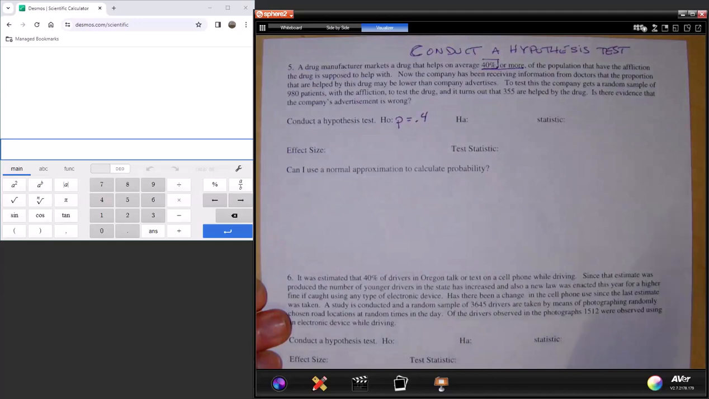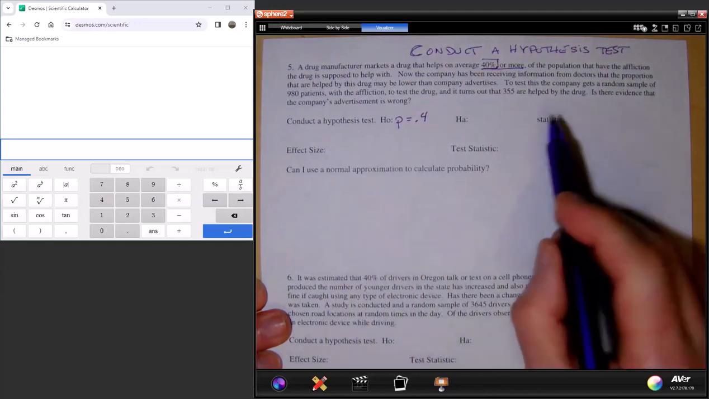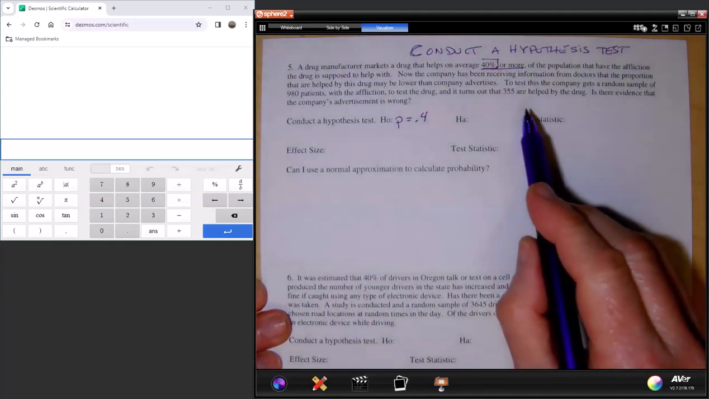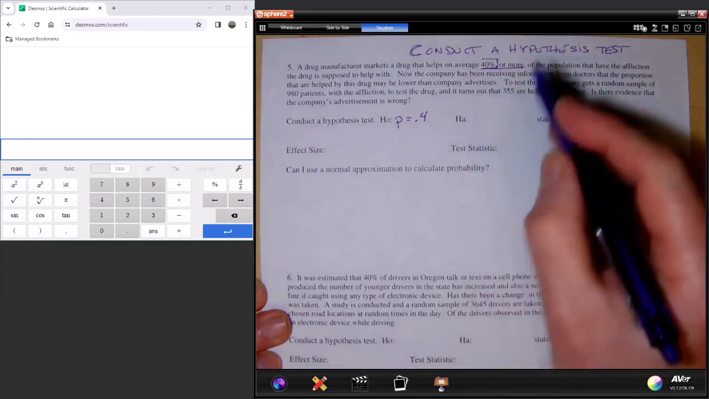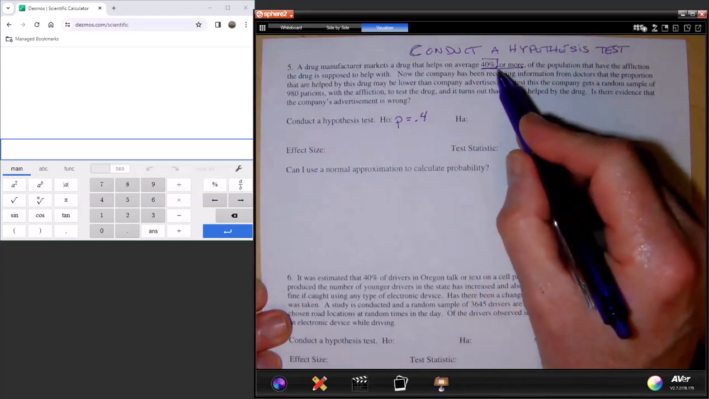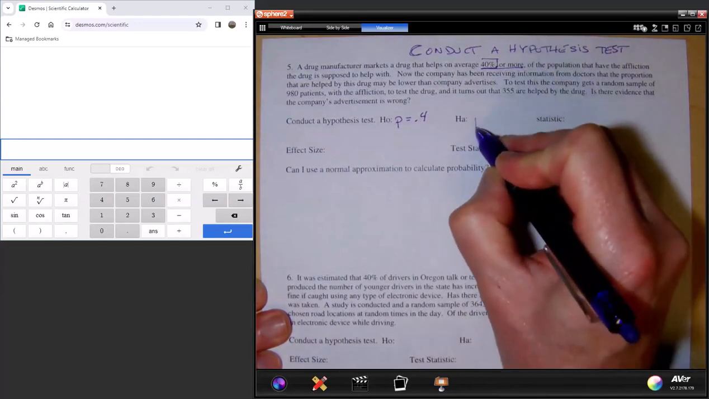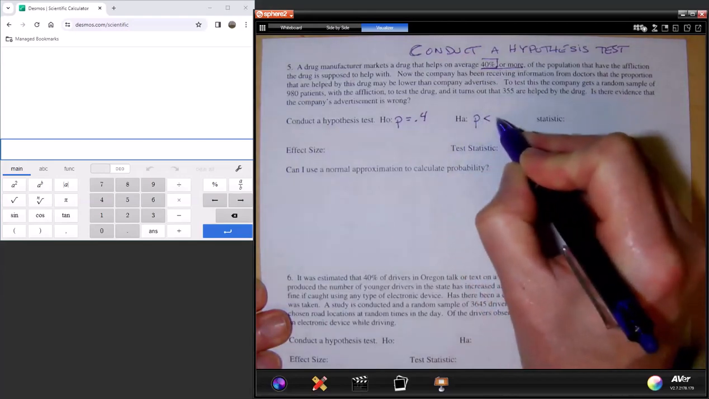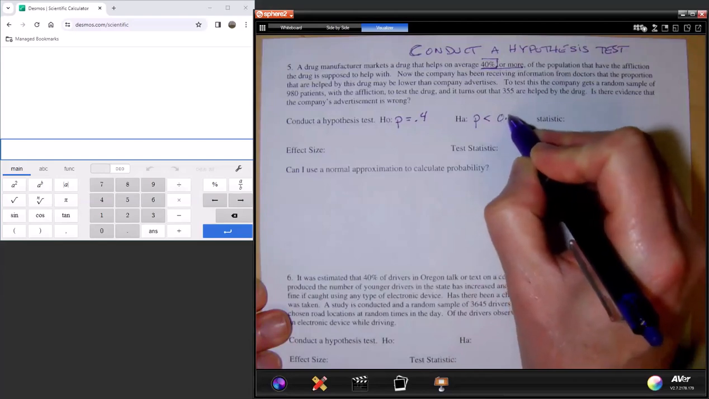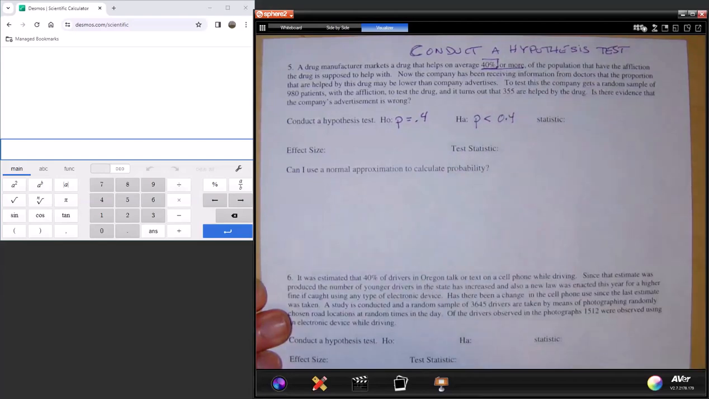Now, why are we doing this test? Because there's now word from doctors that maybe this is not correct, that it actually might be lower. So we're still going to stick with the 40% because that's what this drug is being sold as. But what we're trying to figure out is this: is there any evidence on the alternative side that P is less than 40%? And that's what we're testing.